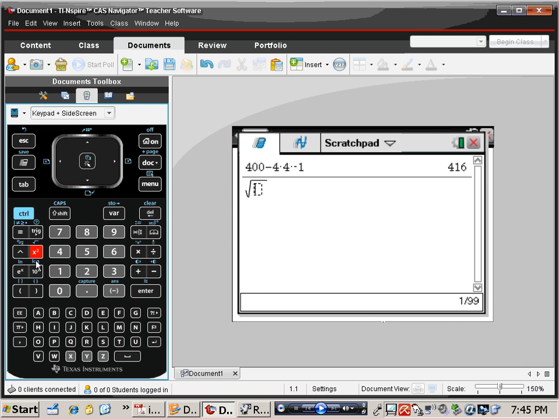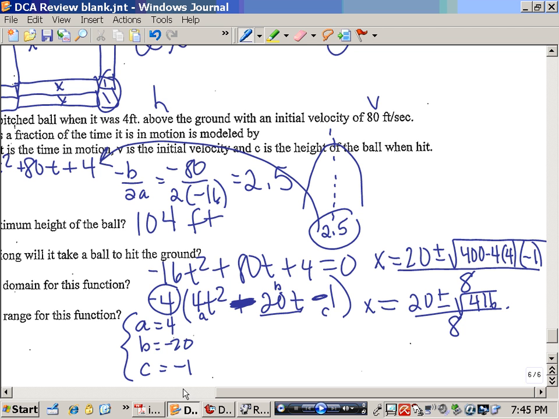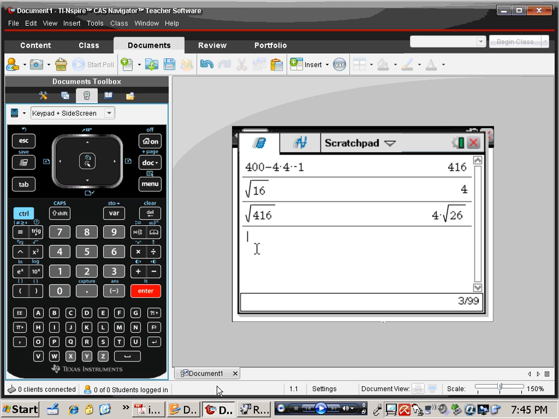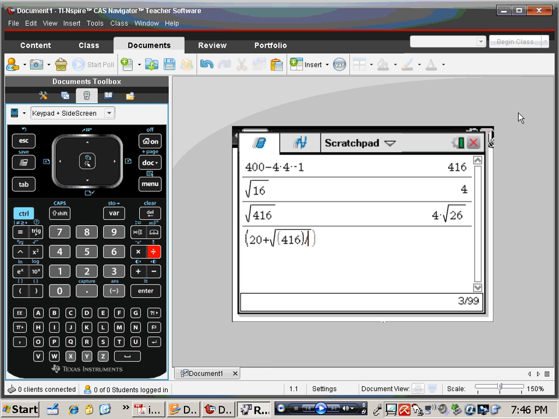So control square root of 416, and that gives me, nope, it's not a perfect square. So let me go back to my problem, and so I'm going to type this in exactly like this. Ready? Parentheses, 20 plus the square root of 416, close parentheses, divided by 8.